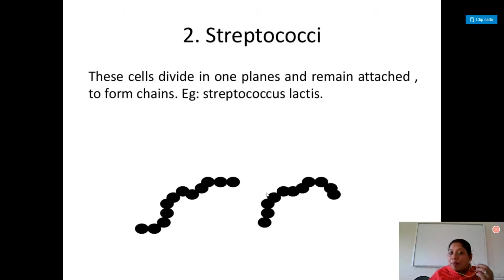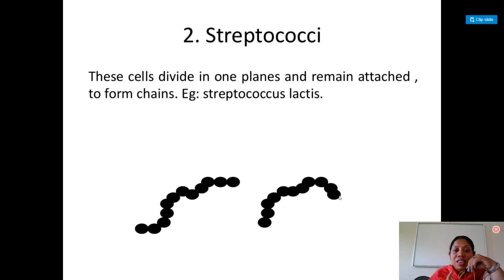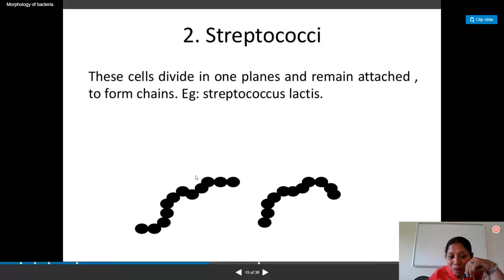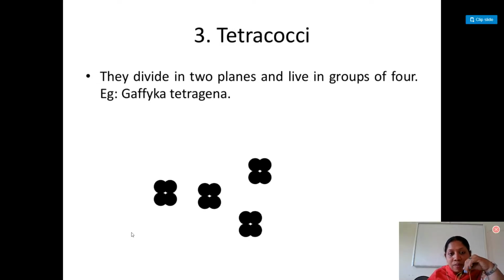Second one is streptococci. Now these cells divide in one plane, but they remain attached to form a chain. Like this, they form a chain. Example is not Staphylococcus aureus. It is Streptococcus lactis. Now the Streptococcus family will show you cocci arranged in chains. So do not get confused. Staphylococci will show you another formation. Streptococci will only show chains.